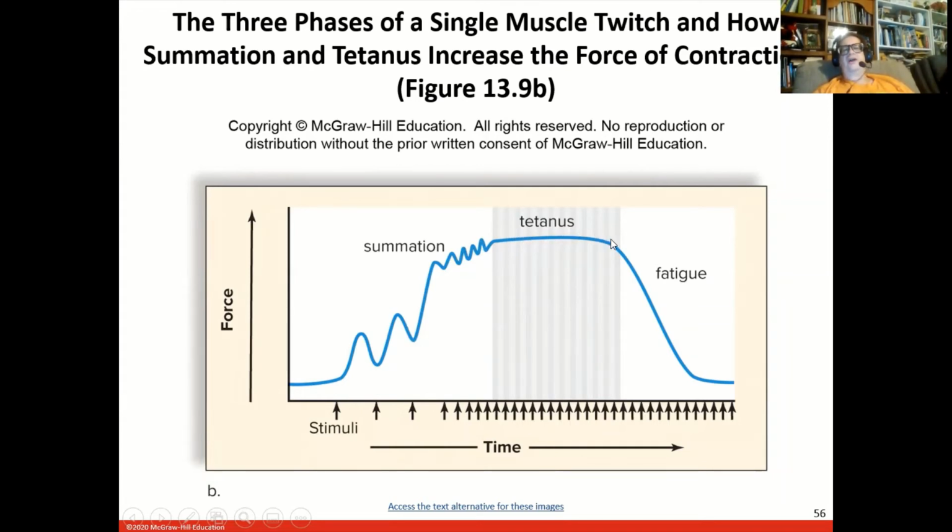And then it tires out, and it doesn't matter how many more stimuli you're sending. Here's a stimulus. You can see you're sending lots of stimuli. Well, you're still doing it here after the muscle is in fatigue. It's just being ignored because the muscle is tired out.